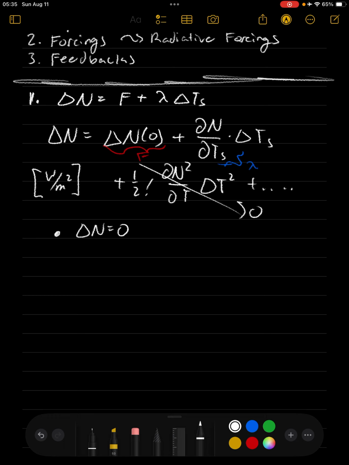Another thing with this is a lot of times as well, many of these simulations will be in fixed SST, or at least to begin with. If this is the case, that just means that the sea surface temperature, as this right here, or the temperature change, is equal to 0. So there is no feedback. So that would mean that the change of energy is equal to just the forcing.